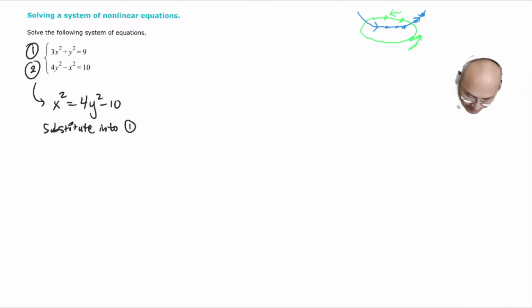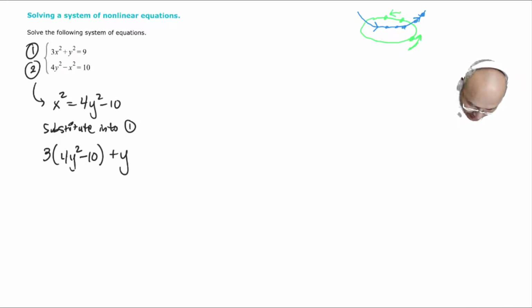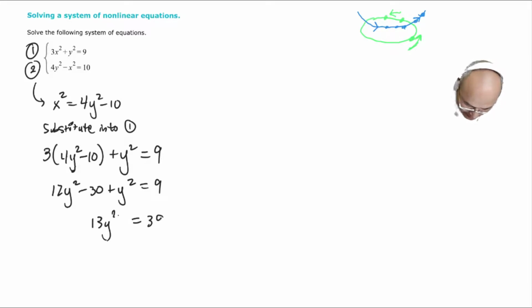So into equation 1. Whenever I see an x squared, I'm going to put parentheses 4y squared minus 10, and then plus y squared is now equal to 9. Now this looks like an algebra problem that you could react to, and of course we're going to try to solve for y. 12y squared minus 30 plus a y squared is now equal to 9. We have 13y squared is equal to 39, and divide both sides by 13 because 13 is not 0, and we get y squared is equal to 3.